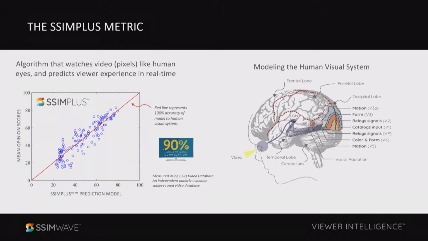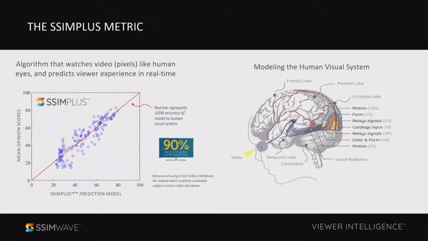What we do is produce an algorithm, like the current SSIMPLUS, the latest metric we have been using. It's an algorithm that watches the video pixels, just like human eyes watch the video pixels, and tries to predict viewer experience in real time. SSIMPLUS runs much faster than real time. The purpose is to design a metric that can accurately predict how humans would rate video quality. Humans can rate video quality as bad, poor, good, or excellent. We are hoping the algorithm can say the same.